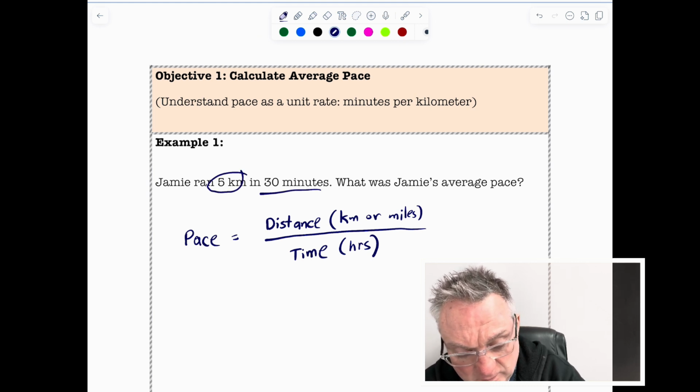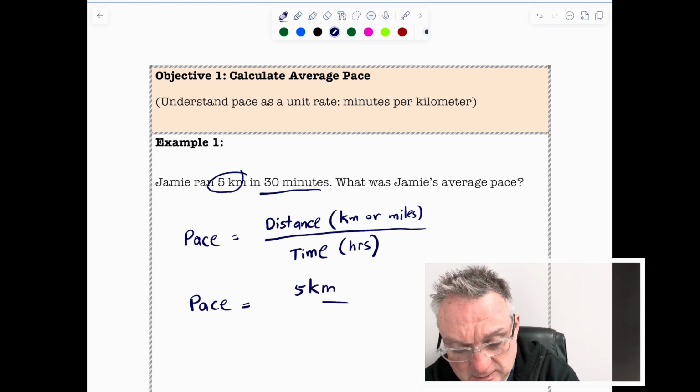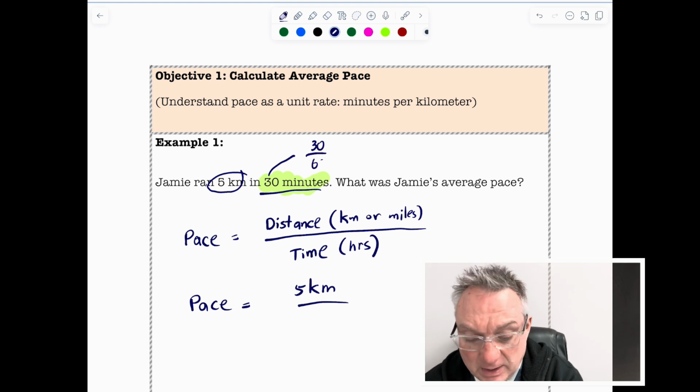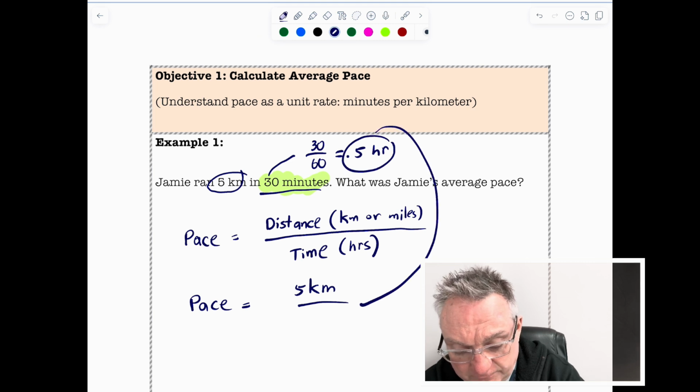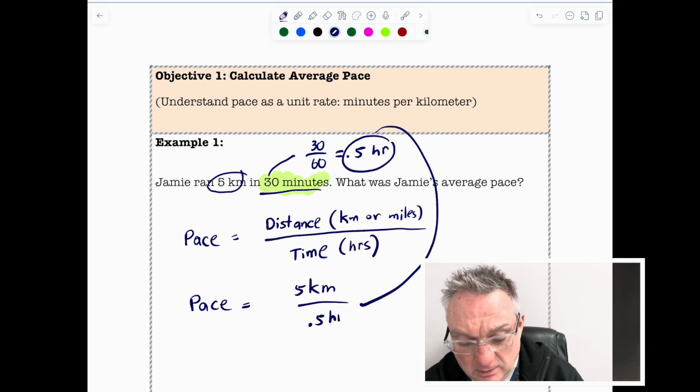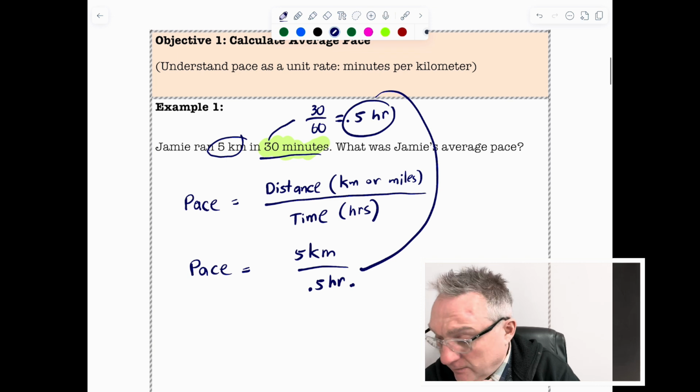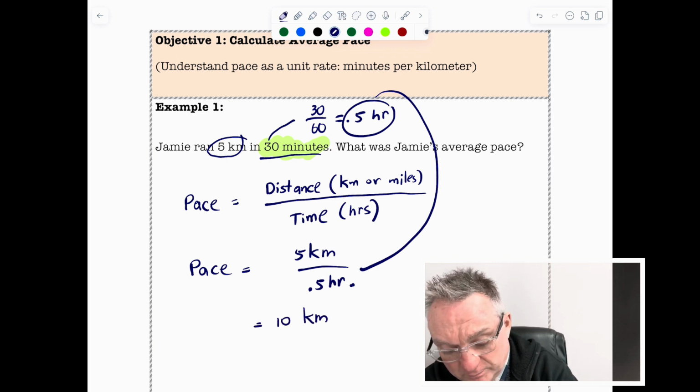So using this formula for pace, I've got 5 kilometers in the top, and I need to convert the 30 minutes into hours. So again, we do whatever the minutes are, divide by 60, and that gives us 0.5. So we plug in 0.5 hour. 5 divided by 0.5 comes out to 10, so it's 10 kilometers per hour.